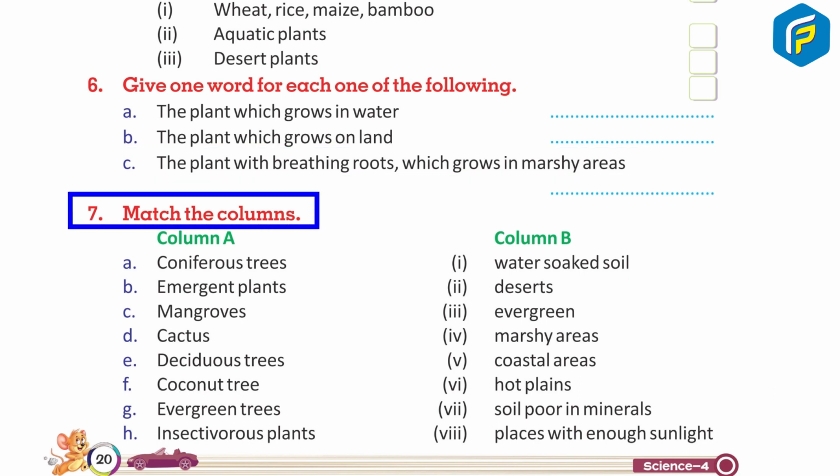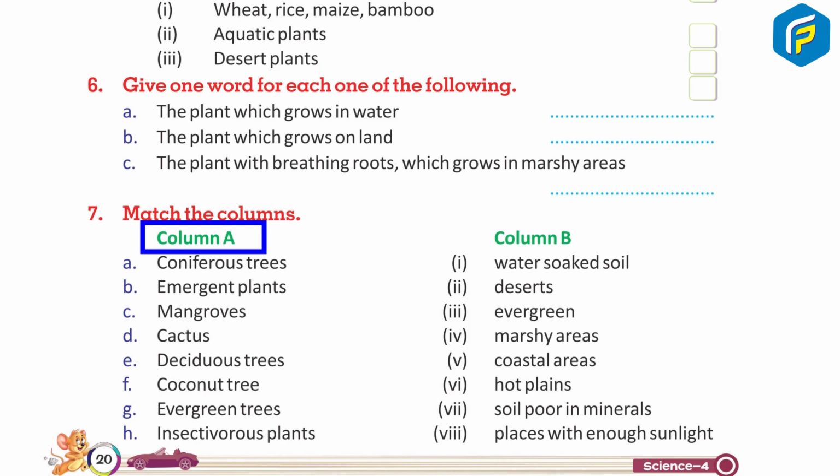7. Match the columns. Column A. A. Coniferous tree. B. Insectivorous plants. C. Mangroves. D. Cactus. E. Deciduous trees. F. Coconut tree. G. Evergreen trees. H. Insectivorous plants.